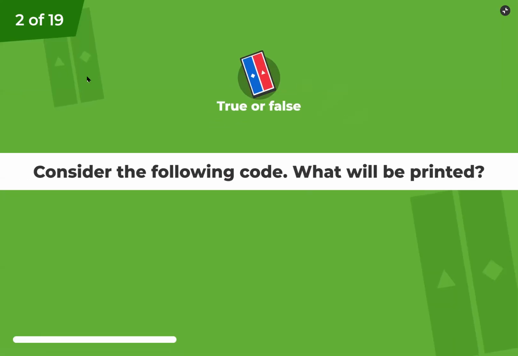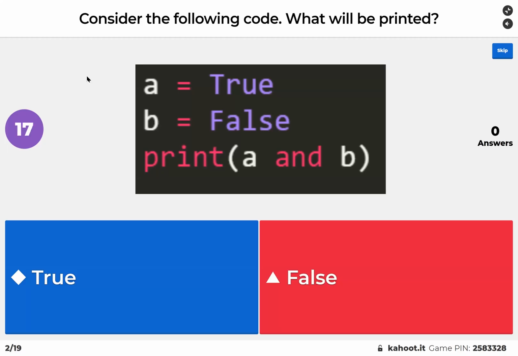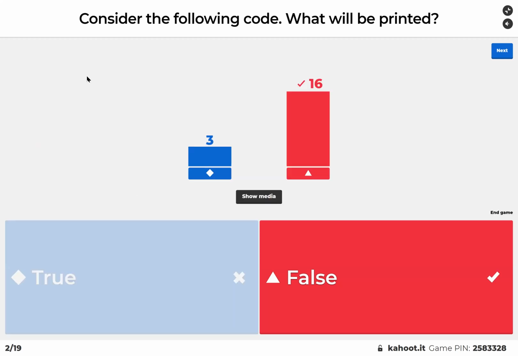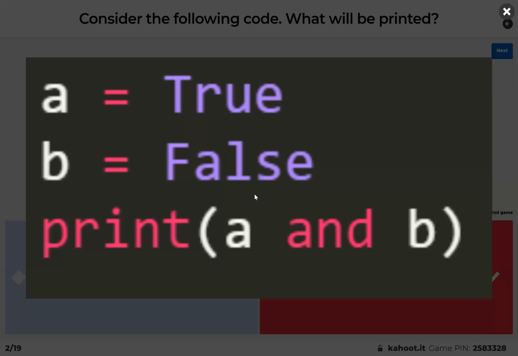All right, true or false? Look at this code. What's going to be printed? If A is true and B is false, and I print A and B, will it be true or false? All right, when will and give us the true value? When will and say true?